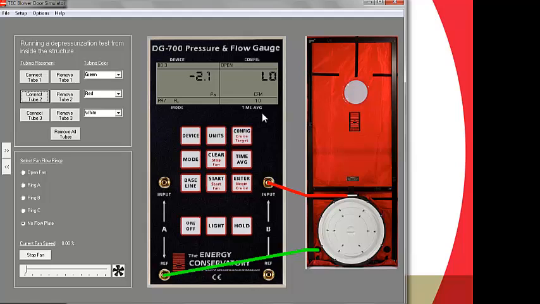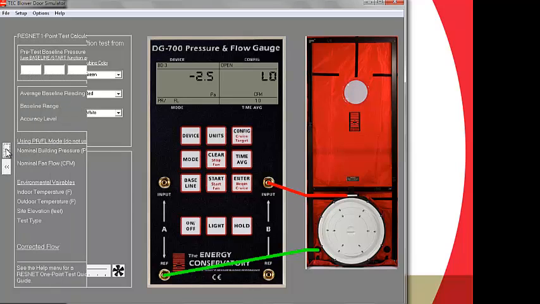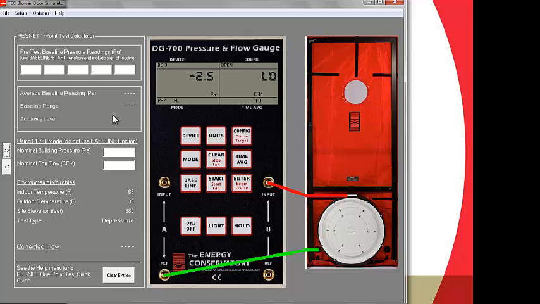It's looking at the difference between the highest and lowest reading to determine the accuracy, and then it's using the average of these five numbers to calculate your baseline. So I'm going to move over now to the ResNet 1-point test calculator that's in the simulator. I'm going to enter these numbers in. Again, remember, you need to add a negative sign if it's a negative number.